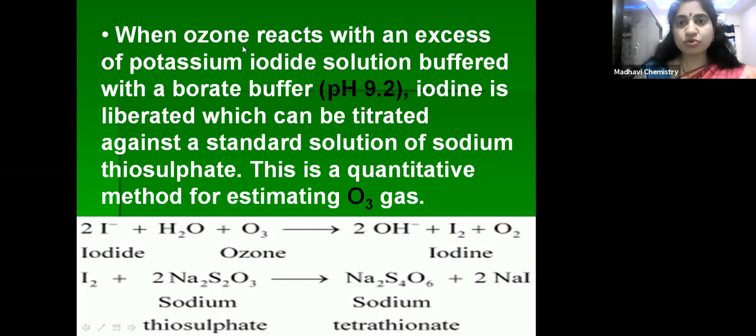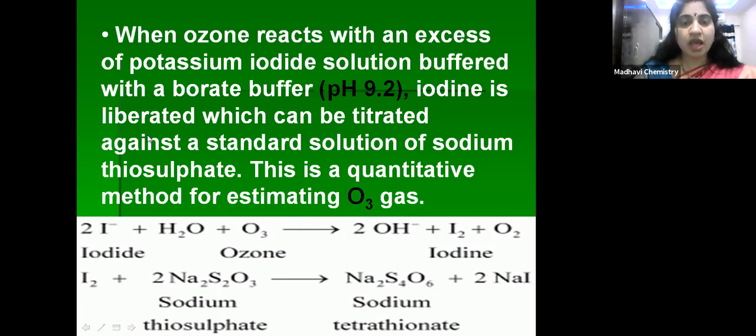Let us see. When ozone reacts with an excess of potassium iodide solution buffered with a borate buffer, meaning the pH is maintained at 9.2, iodine is liberated. The iodine liberation depends upon the amount of ozone. One molecule of O3 can liberate one molecule of iodine. So if you calculate the iodine liberated, you can automatically calculate the amount of O3 present in it. This is the quantitative estimation.